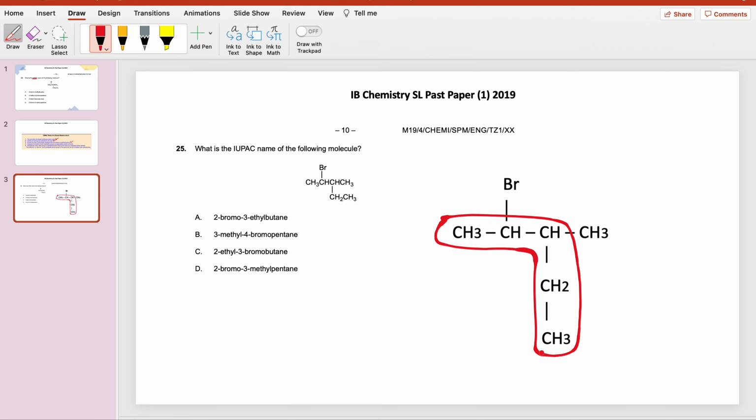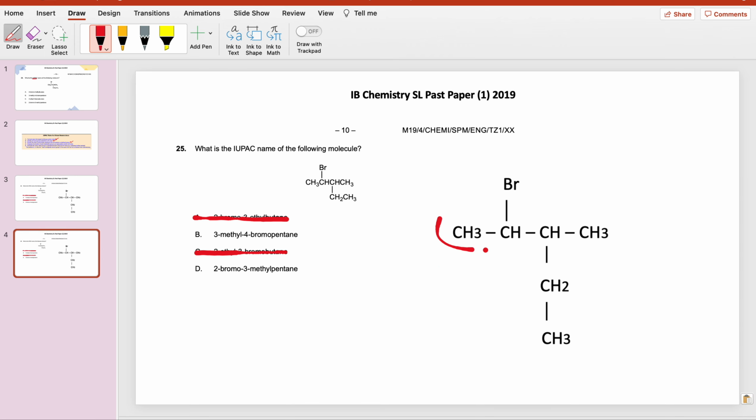And with this, we can just cancel out any answer that has butane, because it's not the longest carbon chain. So we can cancel out here because that's butane, and we can cancel this out as well because it has a butane. So moving on, this is our carbon chain.